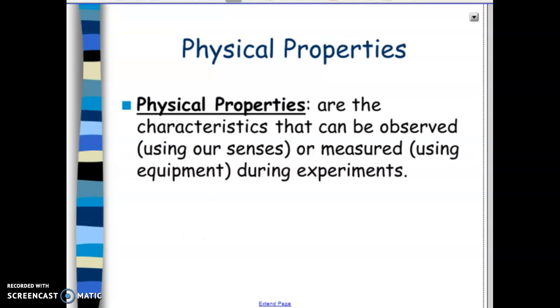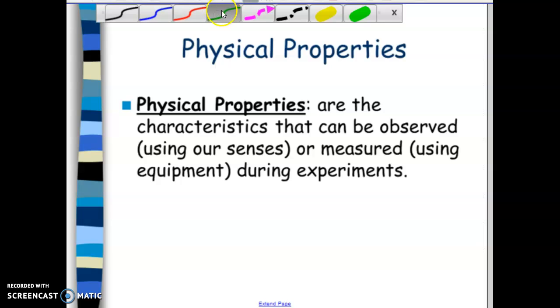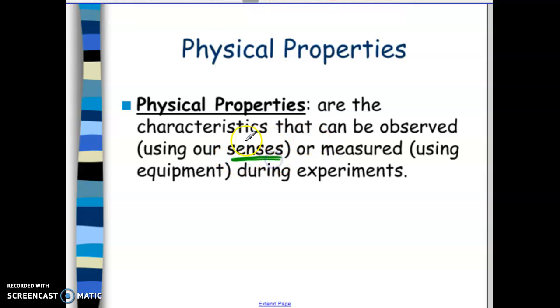A physical property is a characteristic that can be observed or measured. A lot of the time we use our senses to describe physical properties. For example, color or state of matter. By saying something is a blue solid, we're using two physical properties there. We're saying the state of matter that it is, and we're also saying the color that it is. Things like texture or smell are also items that come from our senses.